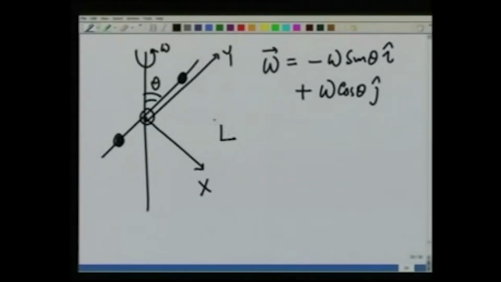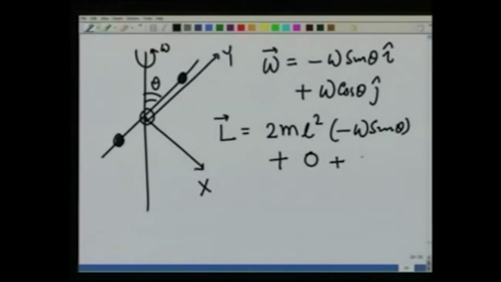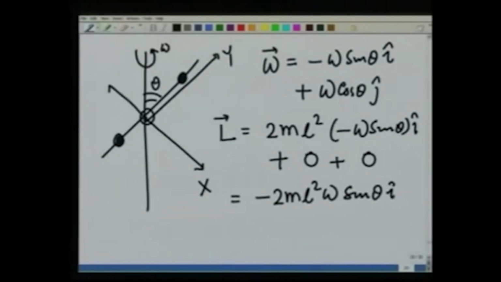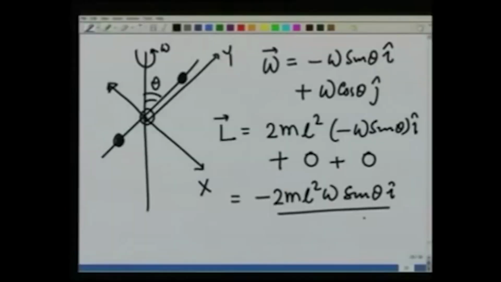Therefore, the L vector is going to be I x x, which is 2 ml square, times omega x, which is minus omega sin theta, plus I y y, which is 0, plus I z z, which is non-zero, but omega z is 0, so that is 0. So, L comes out to be minus 2 m L square omega sin theta in the i direction, that is in this direction. Obviously, as the rod rotates, L will also rotate, because these axes are also rotating with the body. They are very specifically oriented about the body, but this is L.